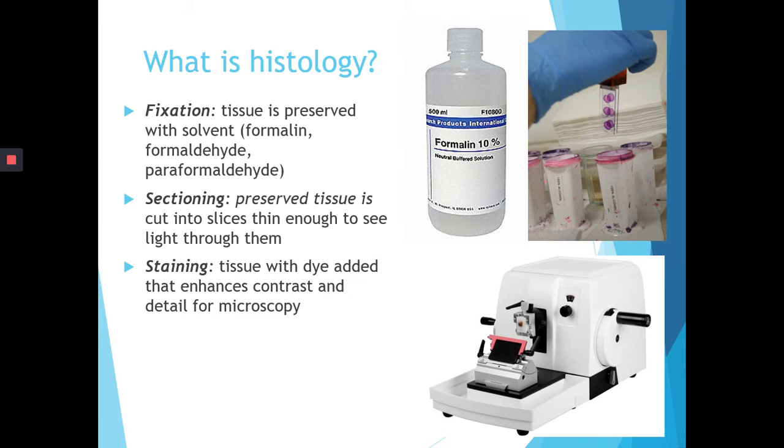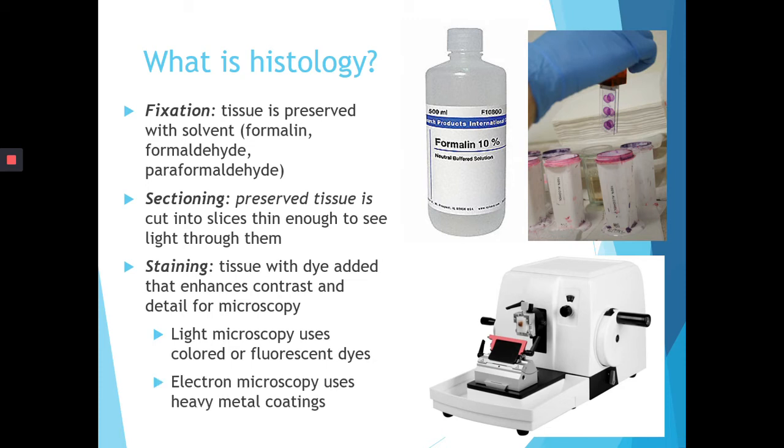Here again, we see some of the aspects of being able to stain our tissues. So again, using a solution to preserve it, cutting it into thin slices, and then adding our dye to give us greater visibility and greater contrast. Now again, we get a chance to see that with light microscopy, we're using colored or fluorescent dyes, very often colored dyes. And with electron microscopy, we really use heavy metal coatings, because with electron microscopes, there has to be a metal coating there for the electrons to bounce off of, therefore producing our image.